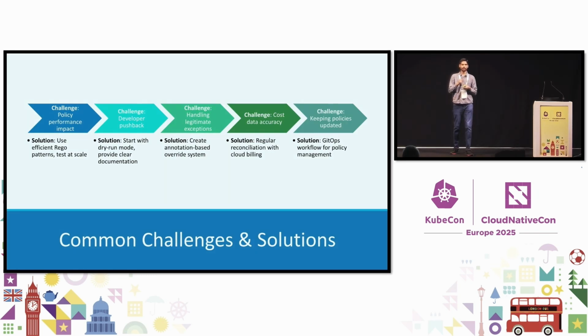These are the common challenges we usually face when trying to implement this. Policy, as I mentioned, uses Rego, so you need to have some good test cases written. Maybe you can use OPA test or Conftest to evaluate those policies, and try to do it in a dry-run mode so that end users are not affected, but you come to know what the violations are in your current environment. And as I mentioned, there could be exception cases, so you create an annotation to override the violations or allow the particular request.